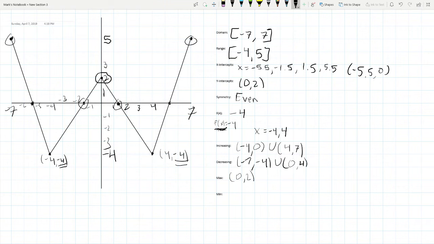For the minimums though, we're looking for values where everything to the left and to the right is higher than it. So namely these 2 points here. Those would be the points (-4, -4) and (4, -4).